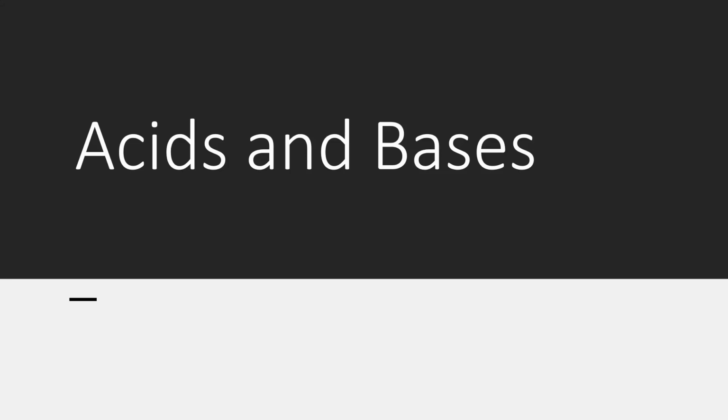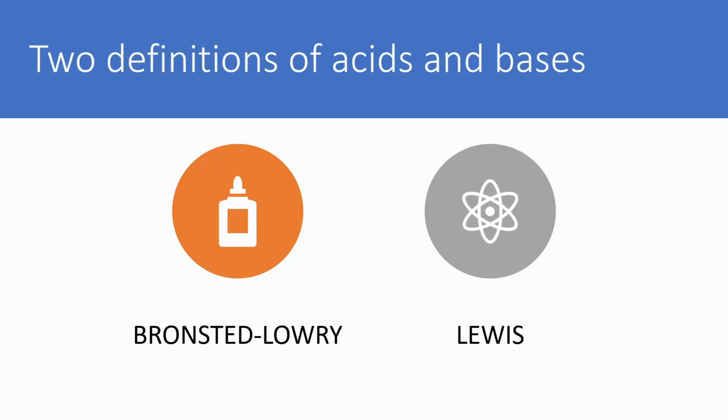Good morning or good afternoon, and in this video we will be talking about acids and bases in the context of organic chemistry. So what are acids and bases? Acids and bases are actually defined differently depending on two primary theories. We have our Bronsted-Lowry theory and we have our Lewis theory. We will be talking about Bronsted-Lowry theory first.